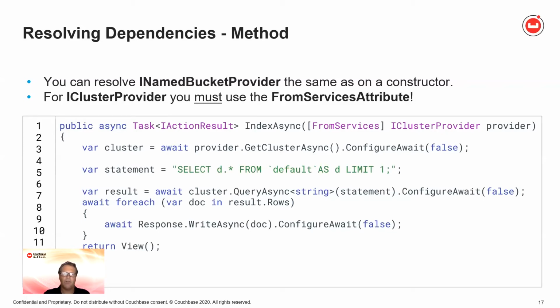So running through this code, on line 1, we have our method name, IndexAsync, and then we have the FromServices attribute, and then finally we have our ICluster provider. We then resolve the cluster on line 3, or call GetClusterAsync. You're not really resolving it. You resolve that internally. ASP.NET does that for you. But you get your cluster, you have your statement, and then you execute your statement on line 7, iterating through the response. Finally, you return your view.